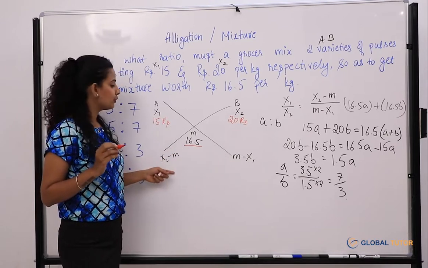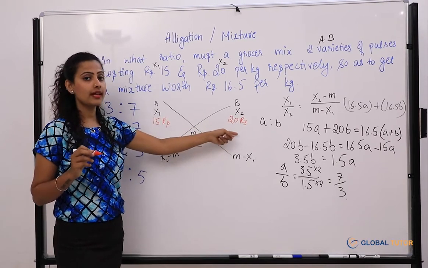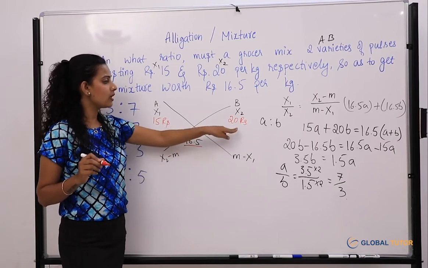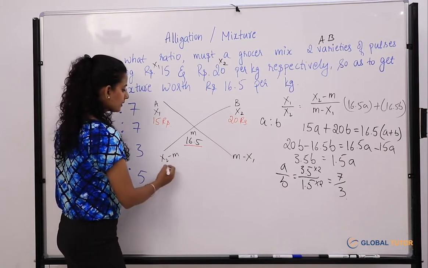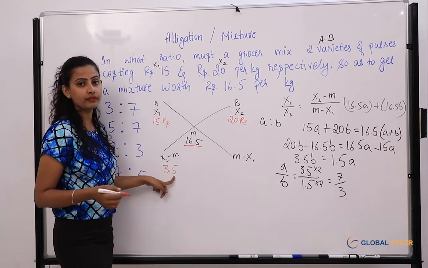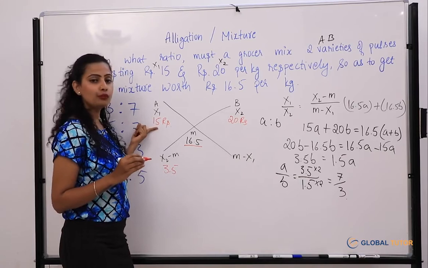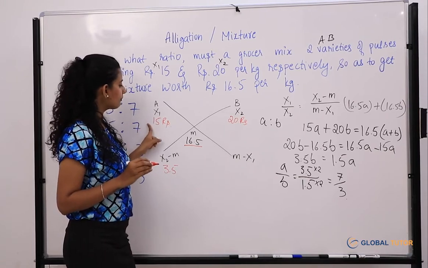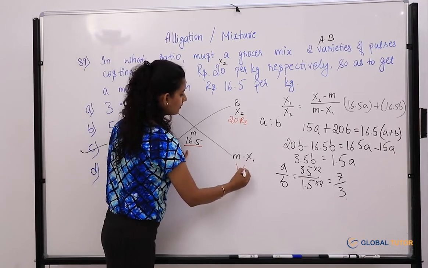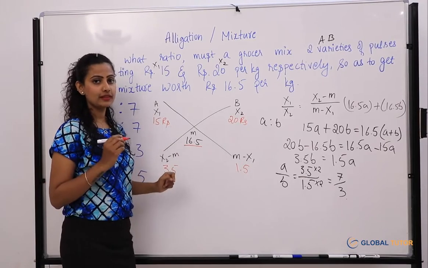So how do we solve it? First, you take the greater number of these two, which is 20, and then minus the average from 20. So average here is 16.5. When you minus it from 20, you get 3.5. So here X2 minus M is 3.5. Now take the lesser number out of the two substance, which is 15 rupees. Now minus this 15 rupees from the average, which is 1.5. 16.5 minus 15 will be 1.5.